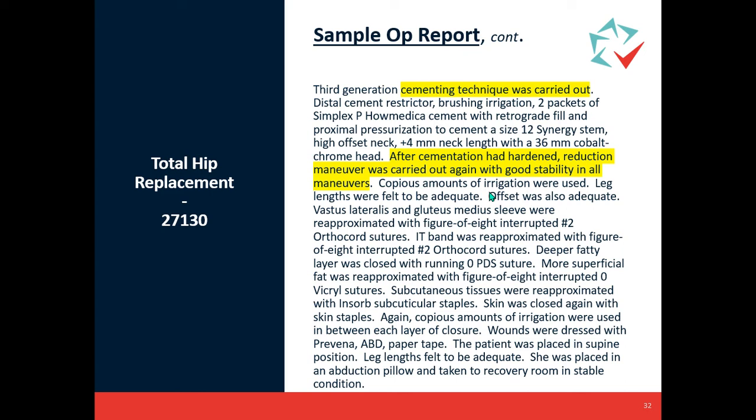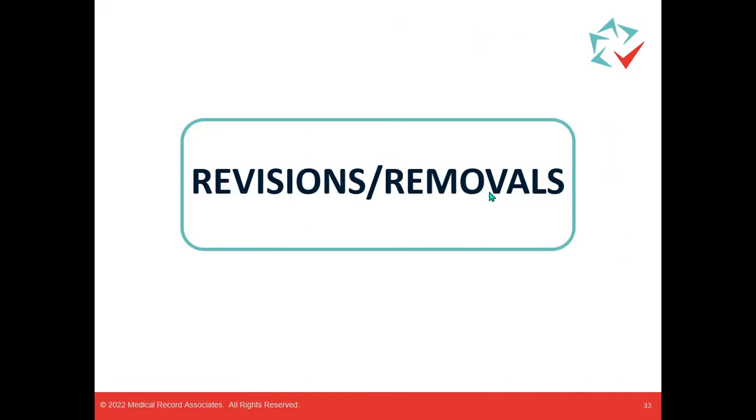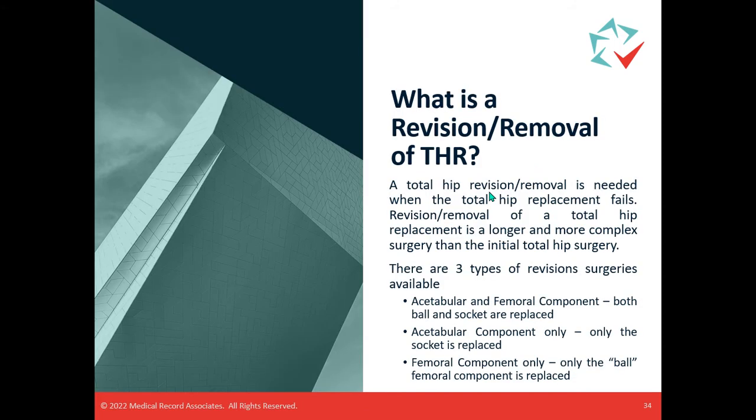So this is an example of an op report that supports billing for a total hip arthroplasty, code 27130. Next, we'll discuss total hip revisions and removals.